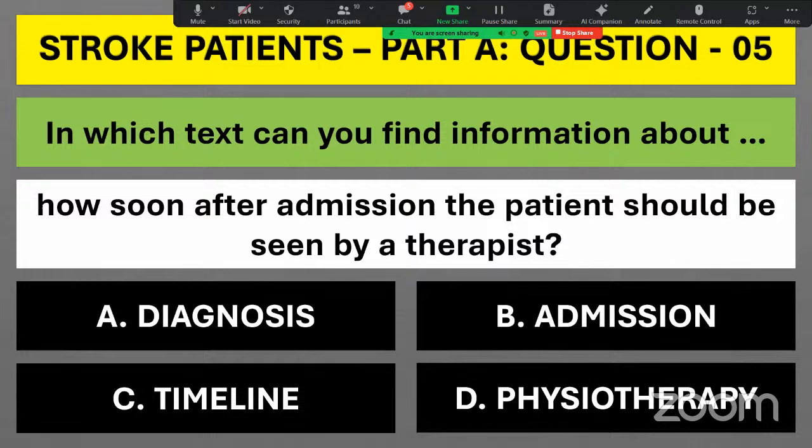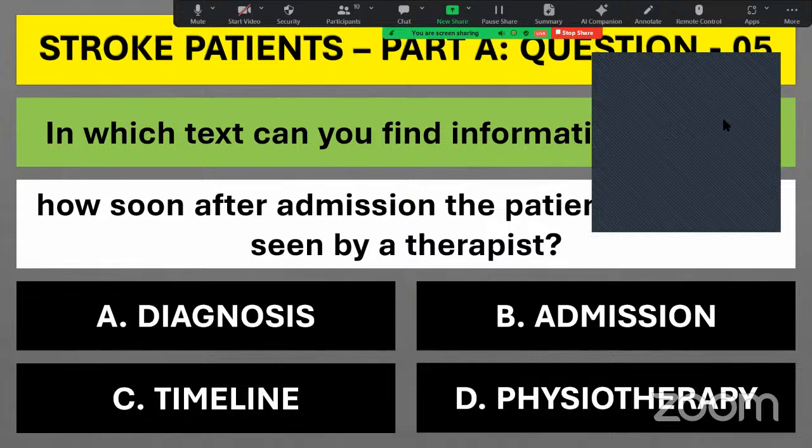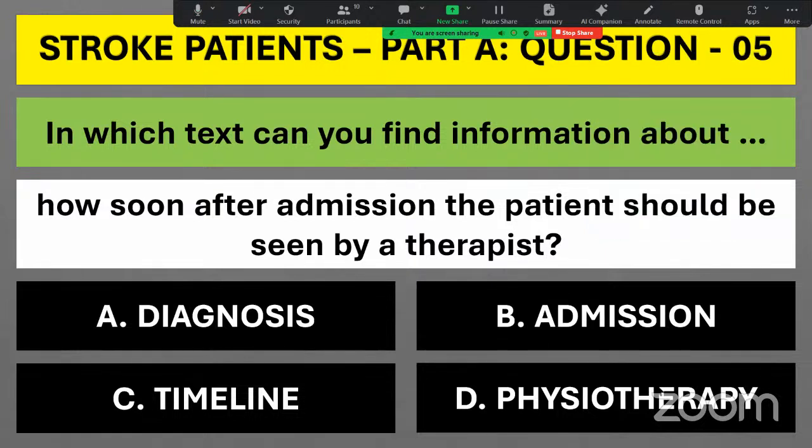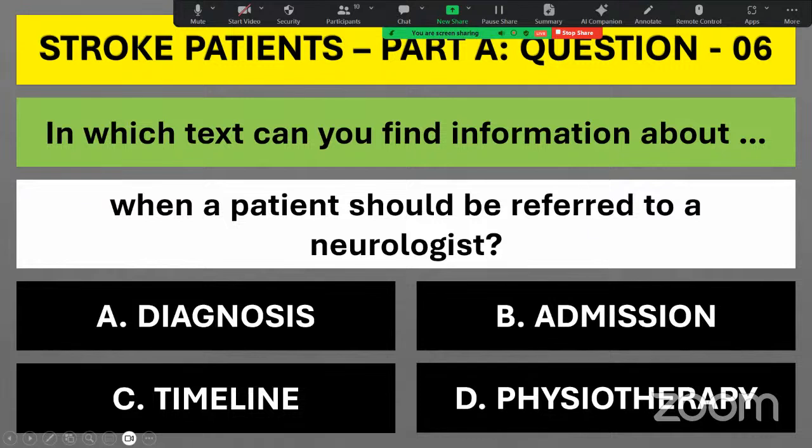So 5 students have given the answer. What about the rest? The majority of them have given D. Yes, D is the right answer, because therapist means physiotherapy. You're sending the patient to the physiotherapist. Next, question number 6.